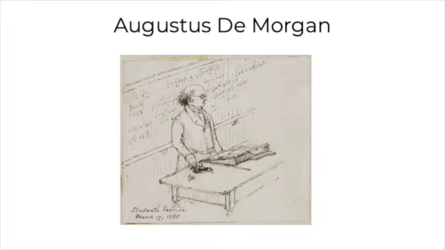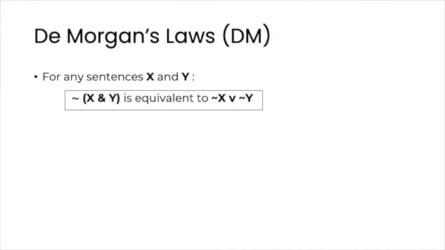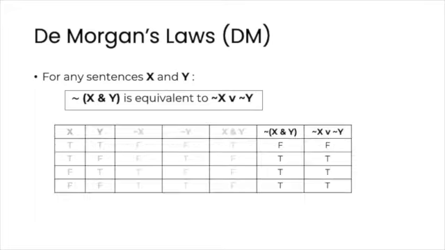We've actually already had the chance to see DeMorgan's in action, and it may even be familiar to you by now. One of DeMorgan's equivalences goes like this. For any sentences X and Y, not (X and Y) is equivalent to not X or not Y. So this says that the negation of the conjunction is equivalent to a disjunction of negations. Here's a truth table that shows the equivalence.